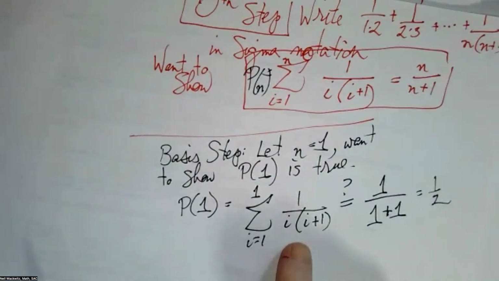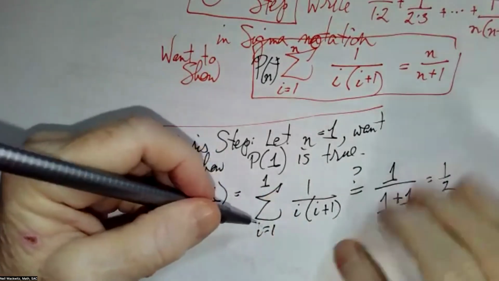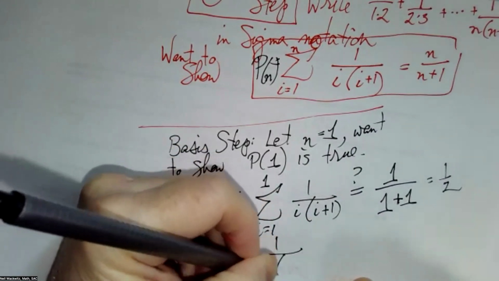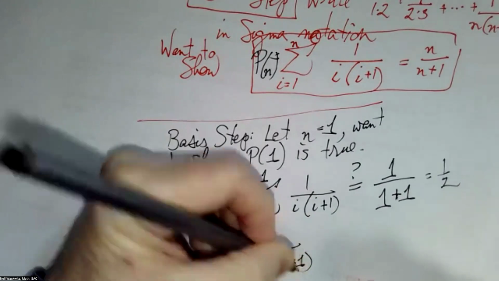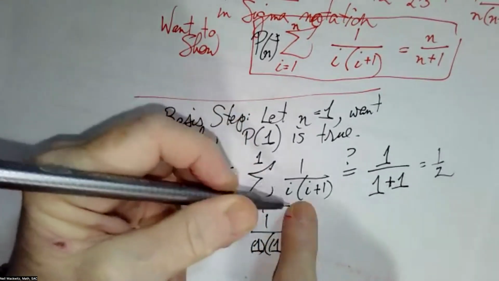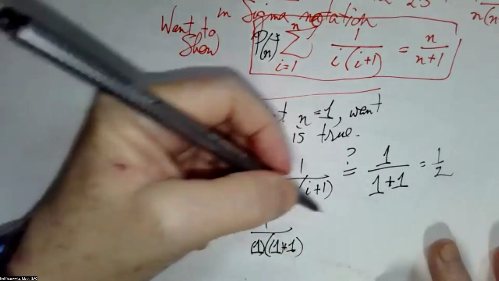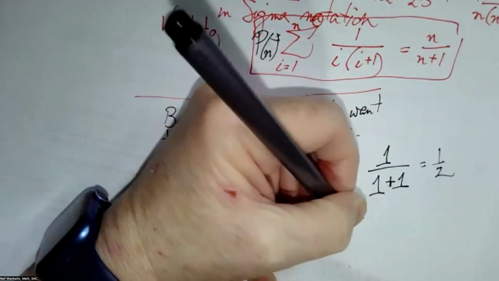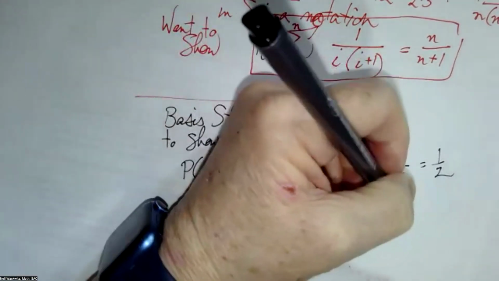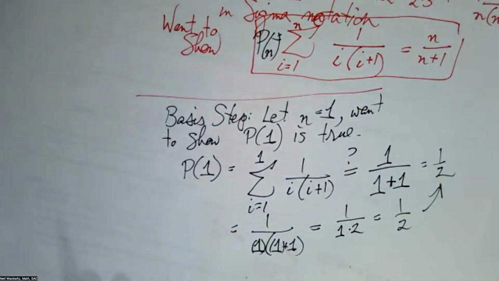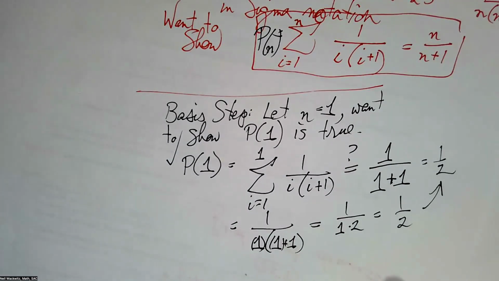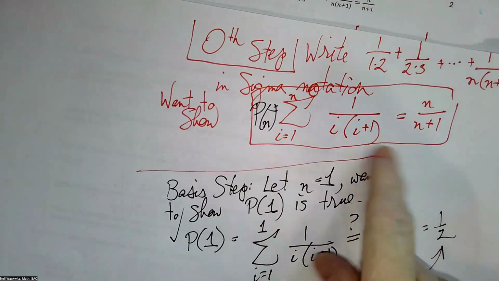So we want to show that if we have one term, if we have 1 times 1 plus 1, we're filling in 1 for i. Well, this is equal to 1 over 1 times 2, and that is equal to 1/2, which is what we wanted. So we've done the basis step. We've shown that if n is equal to 1, the proposition, the rule works.